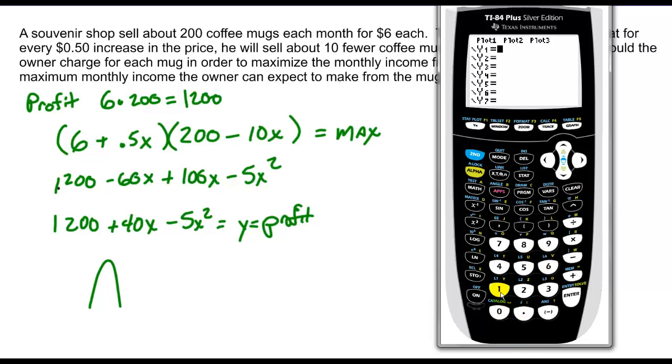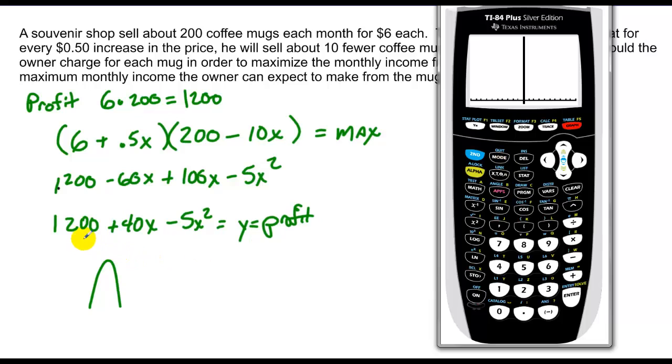So let's go ahead to our calculator, plug this in, and clear this out of here. We've got 1200 plus 40x. And I don't have to plug in the 40x. I could have plugged in this equation up here. Doesn't matter. Minus 5x squared. And let's see what happens if I can keep this window where it is. Go ahead and graph that. And unfortunately, I'm not seeing my parabola. All right. So I got to think about why is that?